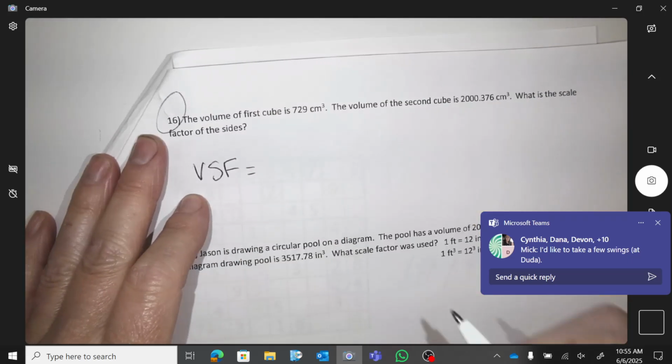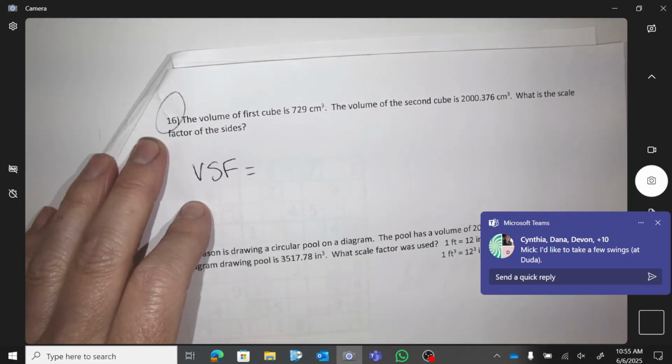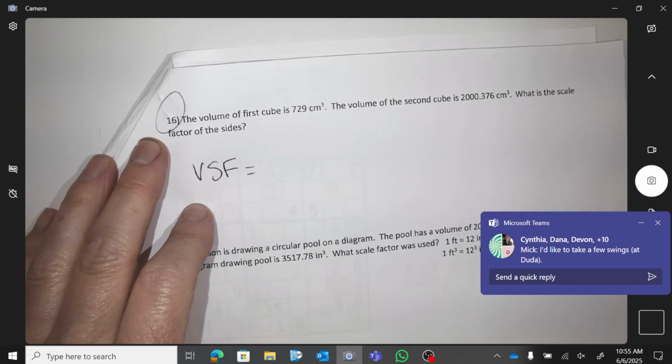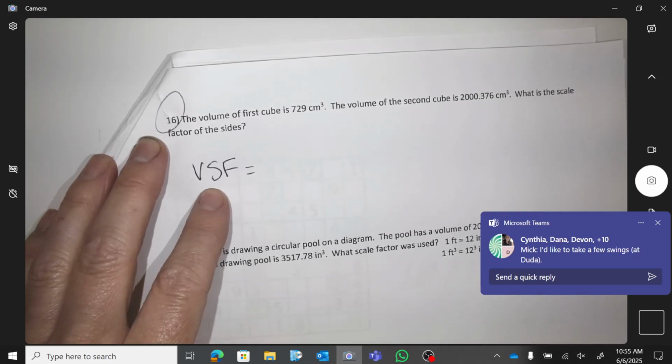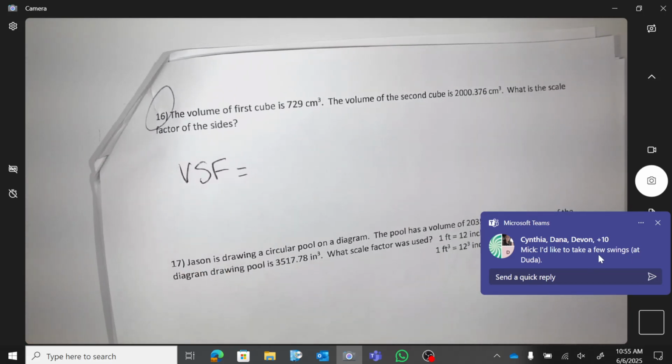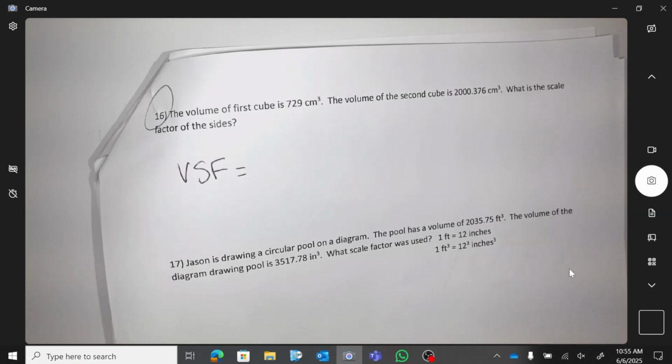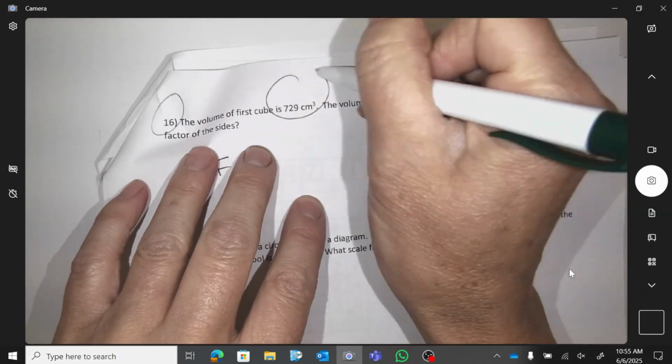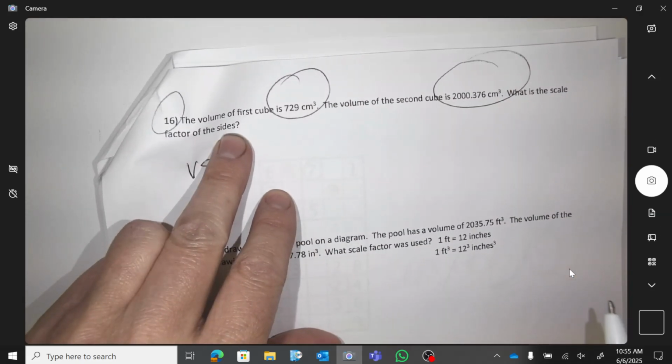Nick wants to take a couple swings, Marcy. You take some swings. Oh my goodness, get out of here. Stop messaging. They take it really seriously. Do they?